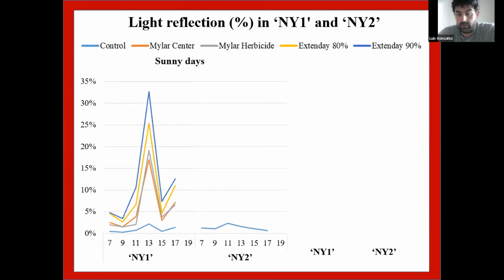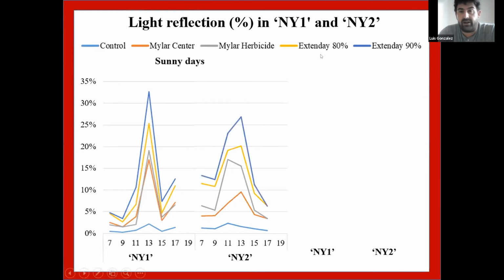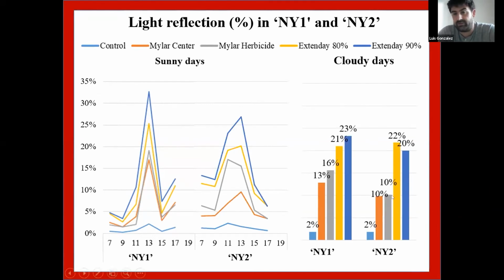When we go to NY-2, this is the control treatment. These are the two materials of mylar. In this case, mylar in the center of the row shows a lower value of light reflected in comparison with mylar in the herbicide area. And after mylar in the herbicide area, extended at 80% and higher light reflected for extended at 90%. When we see the result on a cloudy day, it is the same as in NY-1, 10% of light reflected for mylar materials and 20% for extended.